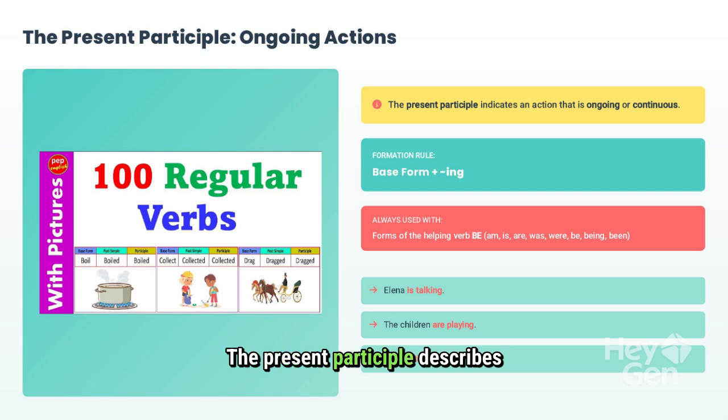The present participle describes ongoing actions using the base form plus -ing, combined with forms of the verb be. For example, Elena is talking, the children are playing, and I am writing a letter. This structure highlights actions in progress, emphasizing their continuous nature.